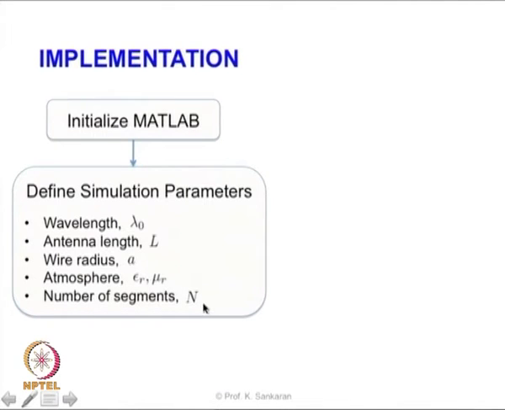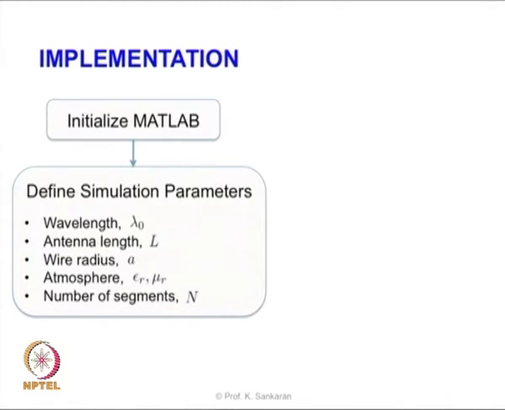Remember, the convergence is fast in the case of the Hallen formulation. In the Pocklington formulation it is slow, and when the number of elements goes high, it goes very close to the required result which we are either measuring or computing.